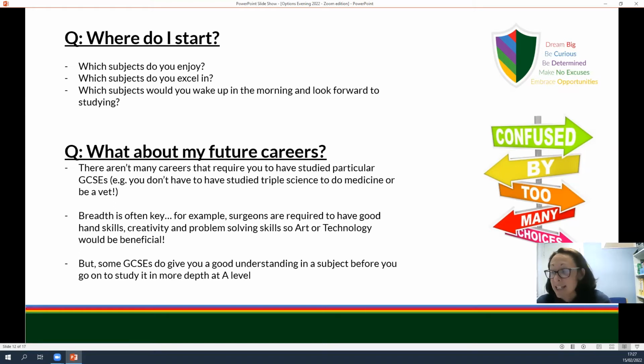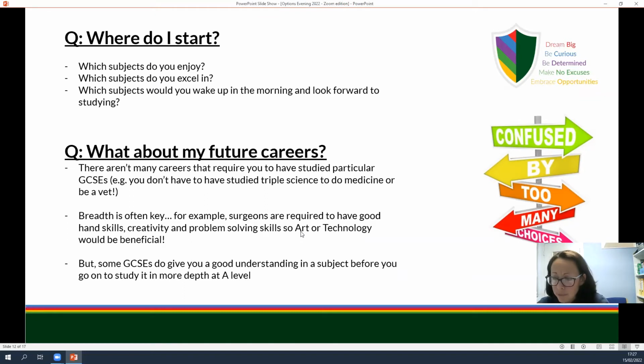And these surgeons were saying, actually, we want students to be very well-rounded. We want them to have these skills that they learn in art or technology, for example. And so there are lots of transferable skills between subjects and therefore future careers. So again, I go back to the beginning point. You want to be a doctor, don't think you have to do things like triple science and very academic courses if you've also got a passion and a love for technology or art or textiles, because actually those transferable skills will be beneficial.